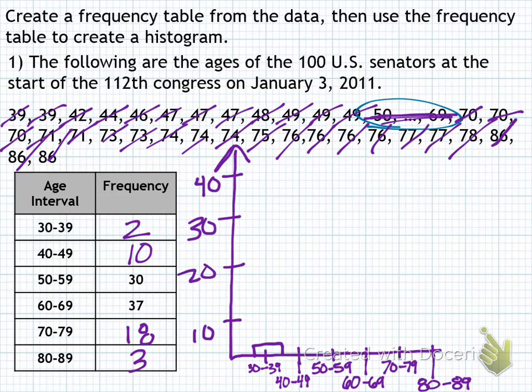Because I thought you were on the age. The age is on the bottom. Yeah, the age is on the bottom. The intervals go on the bottom. The vertical is how many. Think like back to dot plots.